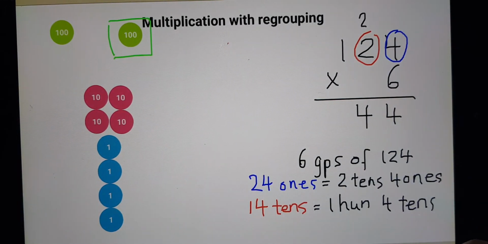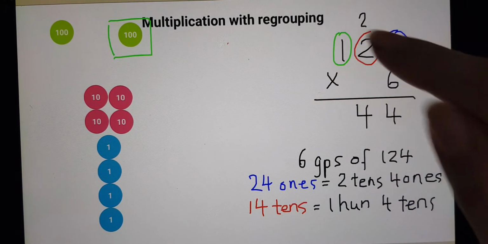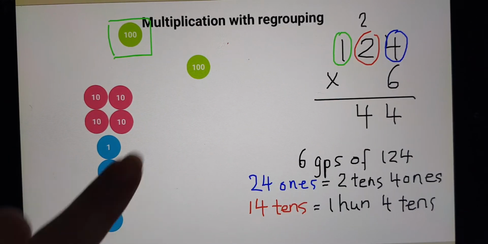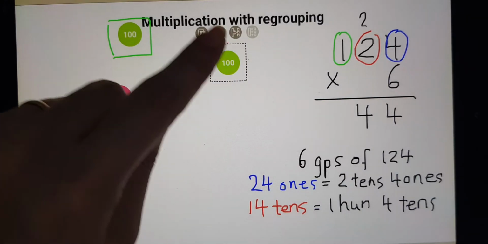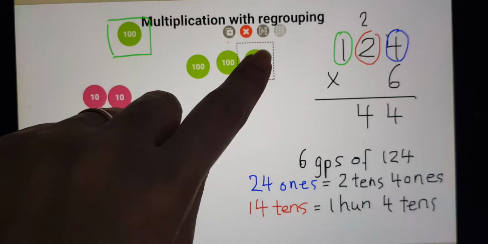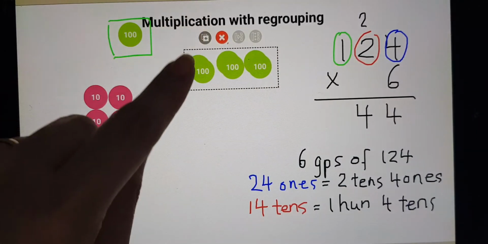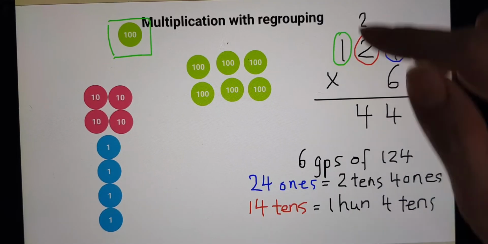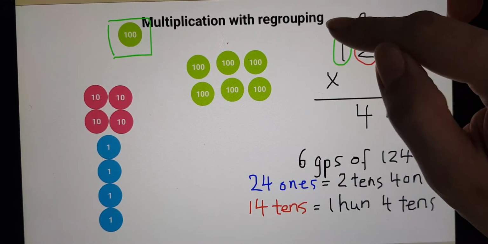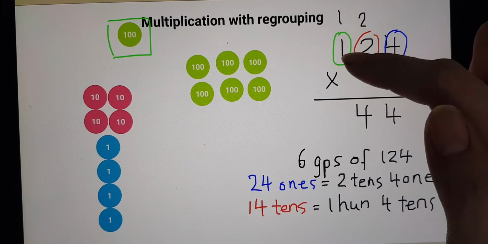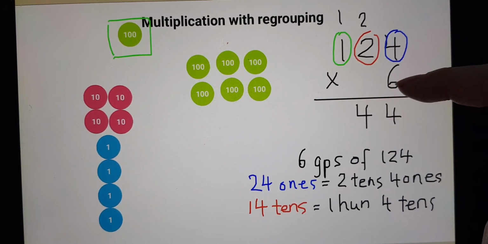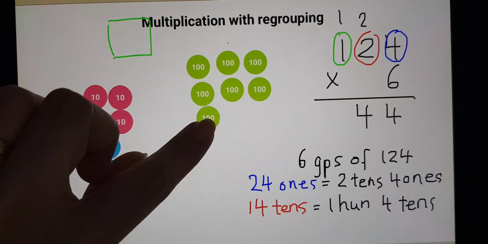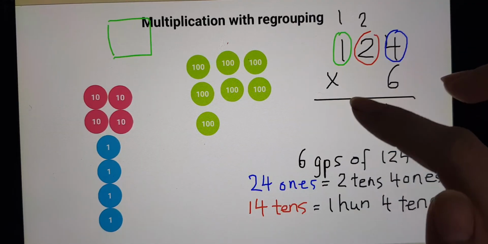Now let's move on to the hundreds. I have 100, which you can see here, and I need 6 of those. So 1, 2, 3, 4, 5, 6. 6 of those. 1 times 6 is 6. Oops, I forgot to put the 100 there. So let me put the 100 there, which I regrouped. So I have 1 times 6, I have 6 hundreds, and I need to add this 100 that I regrouped. So together I have 700. And that's what I'm going to write here.